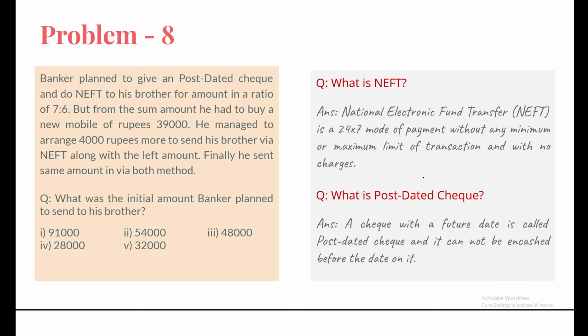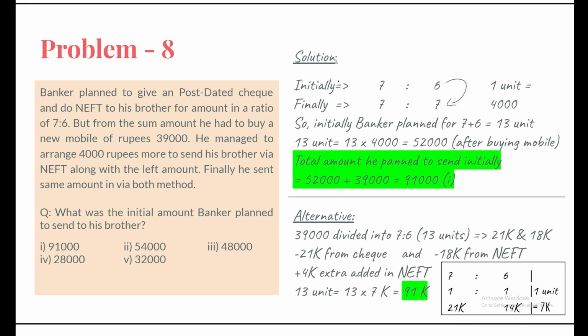Now let's look at the solution of this problem. So here is the solution. Initially, the ratio of the amounts he planned to send via both the methods is 7:6. Now, after spending and arranging more money, finally he sent the same amount in both the methods. And the check was already written to his brother. That means there is no change in the amount of money in the post-dated check.